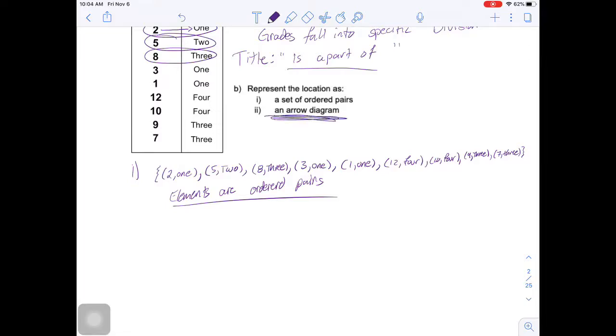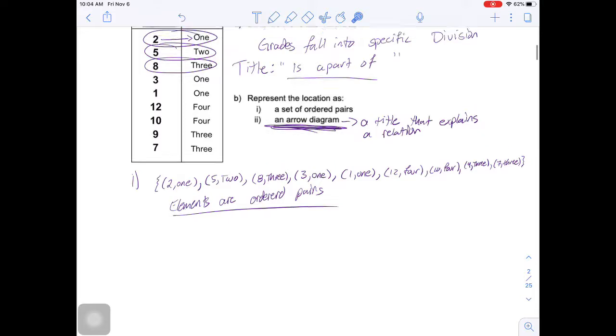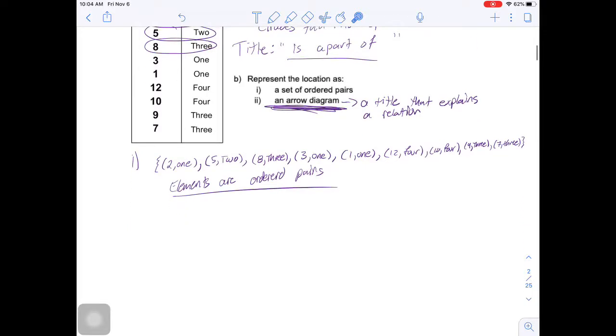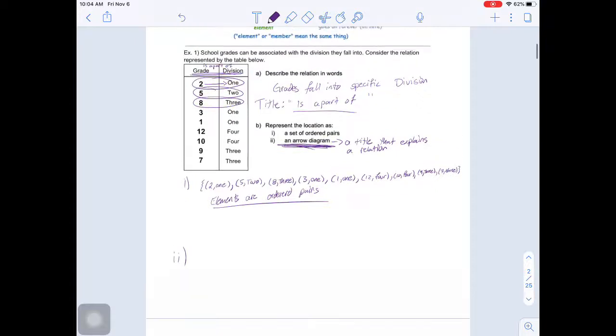Let's use an arrow diagram. So what does an arrow diagram need? An arrow diagram needs a title that explains a relation. Just like every single table should have a title that explains the relation. So here, it's going to look very similar to my table, except now I'm going to use an arrow diagram.